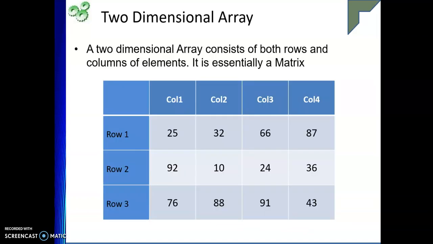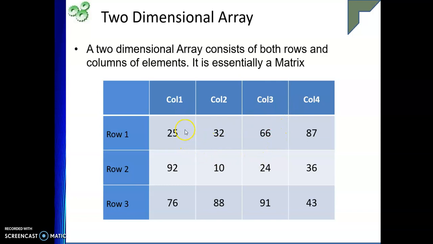As I told you, a two-dimensional array consists of both rows and columns. Rows and columns, and essentially it is a matrix itself. If you see this diagram, I'm storing 12 values: 25, 32, 66, 87, 92, 10, like that. This is row 1, column 1, row 1, column 2, row 1, column 3, row 1, column 4. Similarly, we have row 2, column 1, row 2, column 2, row 3, column 3, like that.